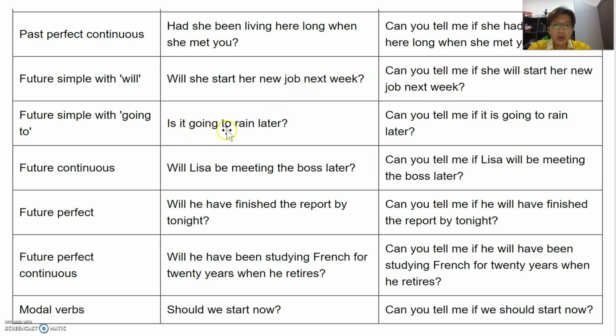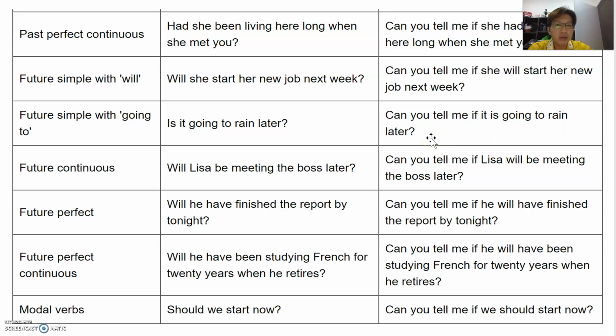Is it going to rain later? The order is it. We change the order to it is. Can you tell me if it is going to rain later?